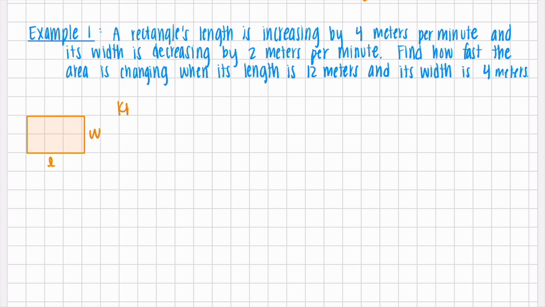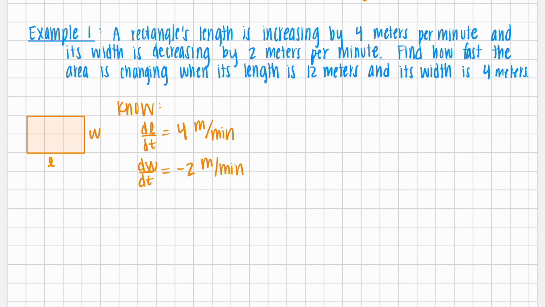I also always put down what we know. So I know the length is increasing 4 meters per minute. So I'm going to say dL/dt is going to be positive 4 meters per minute. We know the width is decreasing 2 meters per minute. So I'm going to say dW/dt. It's decreasing, so -2 meters per minute.